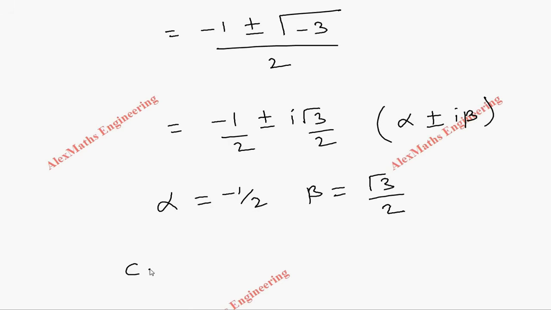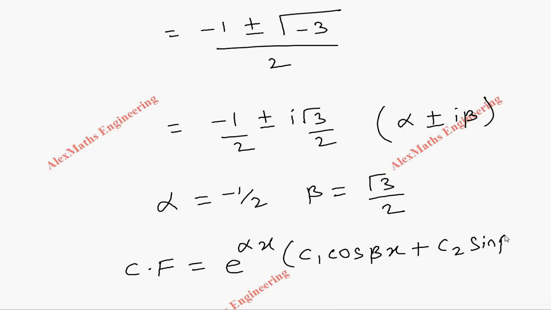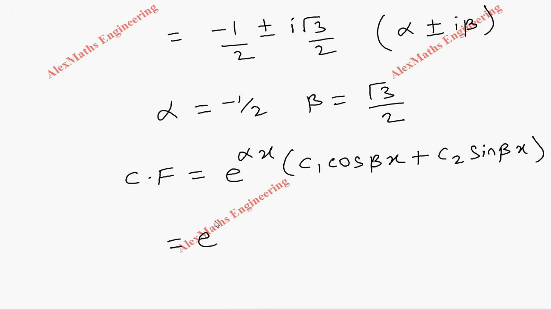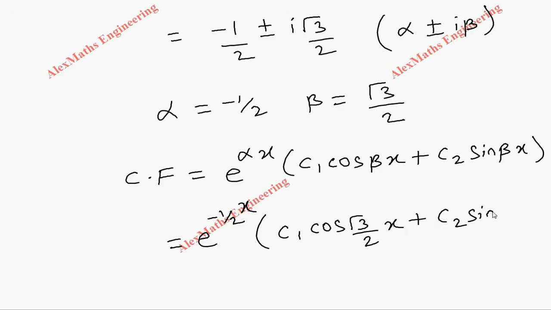As per the procedure, the complementary function is e^(alpha x) into (C1 cos beta x + C2 sin beta x). By substituting the value of alpha, we get e^(minus 1 by 2 x) into the bracket: C1 cos (root 3 by 2) x + C2 sin (root 3 by 2) x.